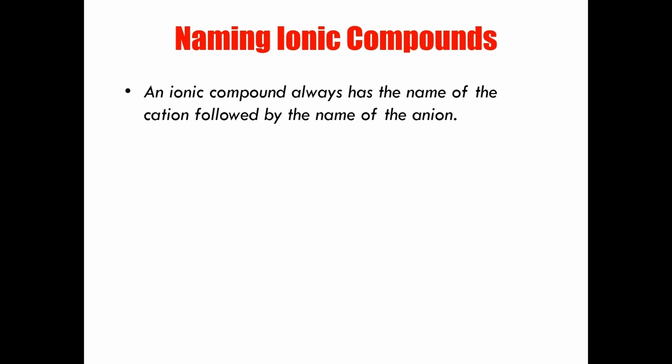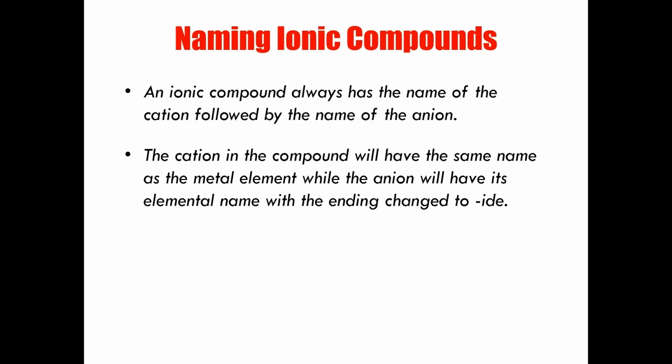And with that, we arrive to the naming of ionic compounds. An ionic compound always has the name of the cation followed by the name of the anion. The cation in a compound will have the same name as the metal element, while the anion will have its elemental name with the ending changed to "ide."